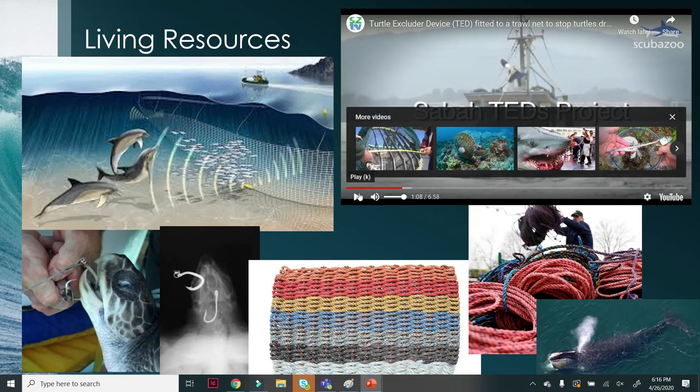Many of the fisheries that involve trawls, where there are turtles, have requirements to have some sort of turtle excluder device on them. All right.